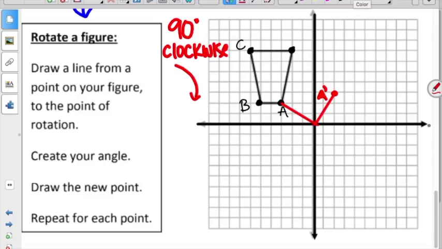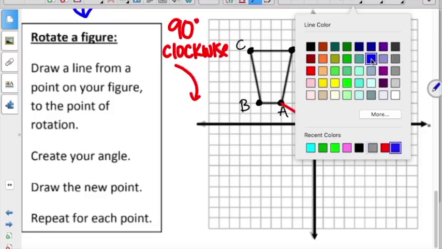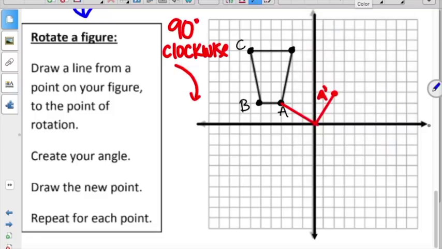Okay, next we're going to do point C. We're going to draw a straight line from point C to the origin. We're going to do a 90-degree angle with that green line and make it the same distance, same length. 90-degree angle, same length. That's going to be C prime.